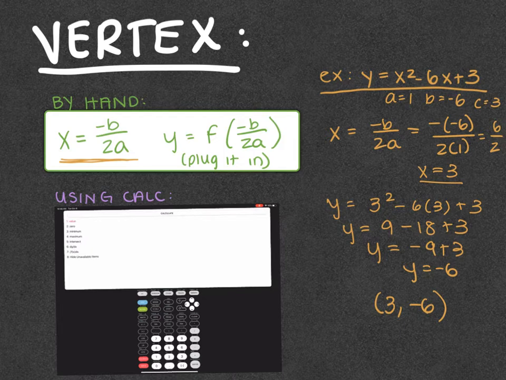And we want to hit the minimum because we're looking for that bottom point. And then the calculator is going to tell you to do a couple of things. When it says left bound, you're going to scroll so that you're to the left of the vertex. And then right bound scrolls you to the right. And then it will give you your answer over here, (3, -6), which is what we got.